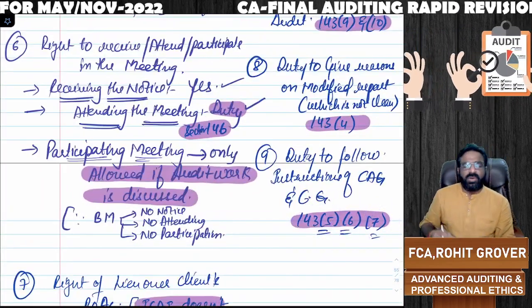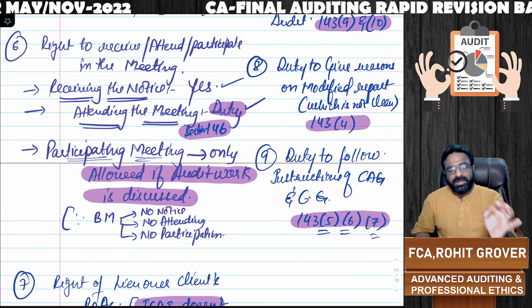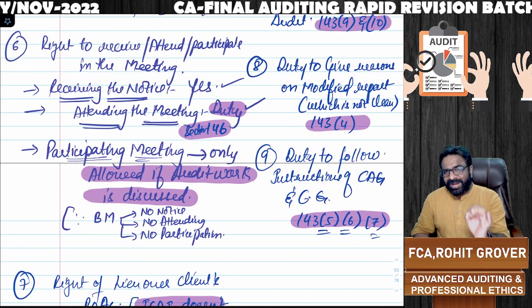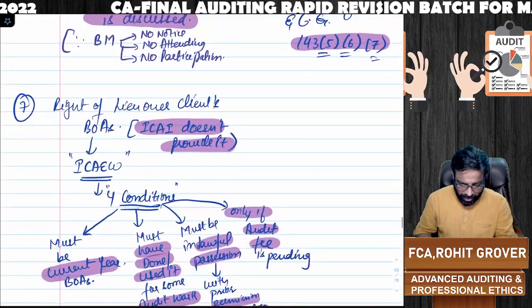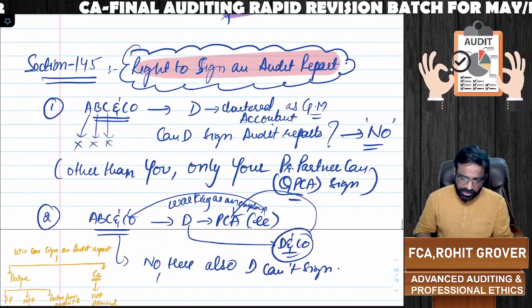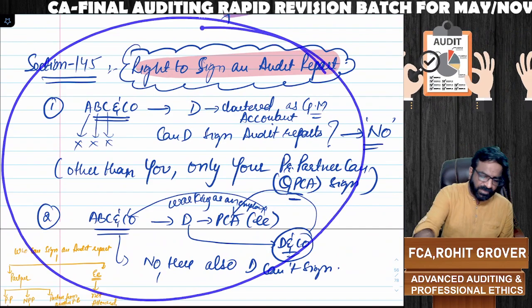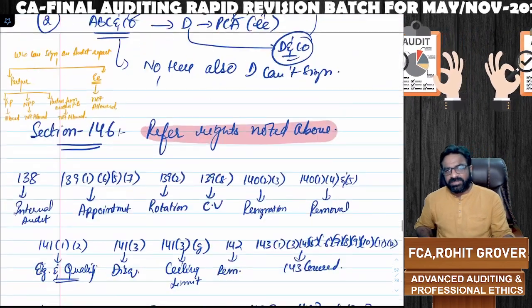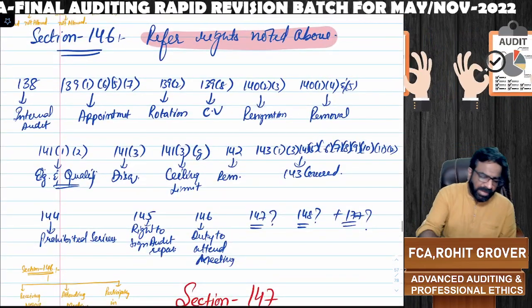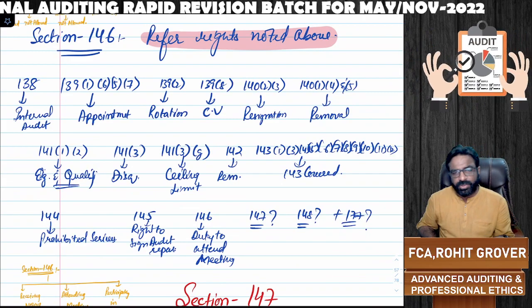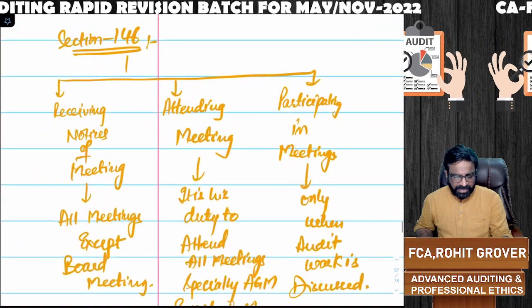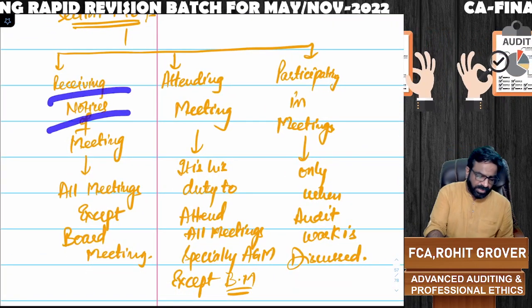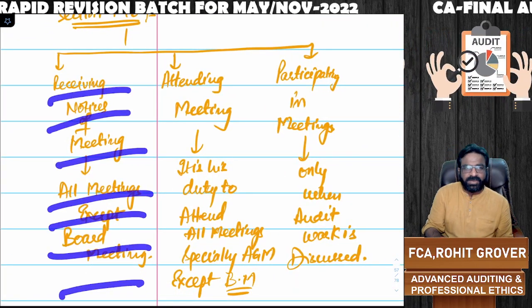With that, your section number 139 to section number 146 are completely over. Now you can see that section 145 is the right to sign an audit report, and 146, as I already told you, is the duty to attend the meeting. As I already told you, receiving the notice of a meeting, all the meetings except the board meeting, that is your right.